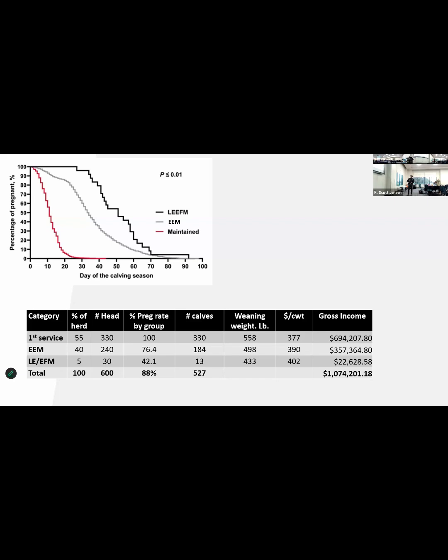Then about 40% fall into that early embryonic mortality group, and then 5%, like we talked about, are that late embryonic mortality. So we end up with 88%, like that study talked about. We end up with those calves weighing about 50 to 60 pounds more from those early pregnancies, and then you can see those differences in weights.